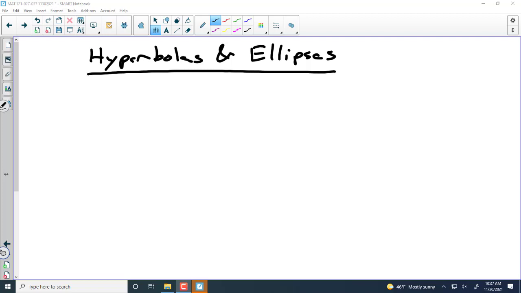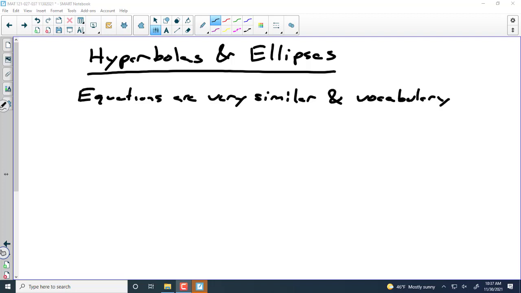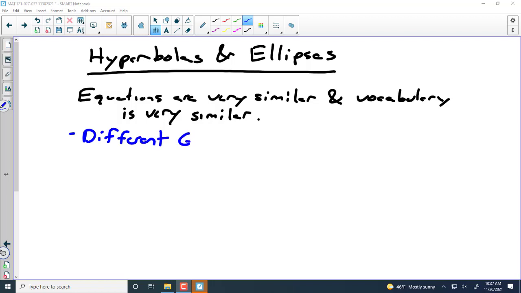their equations are very similar, and the vocabulary is very similar. But what makes it tricky is they have different graphs, of course, and different rules. That's what makes it so tricky to work with these two things kind of at the same time, because they have different graphs and they have different rules, but a lot of the vocabulary is the same, and the equations, of course, very similar.